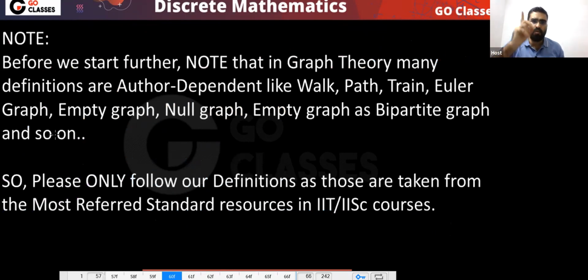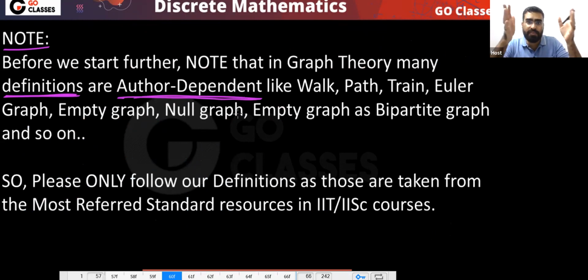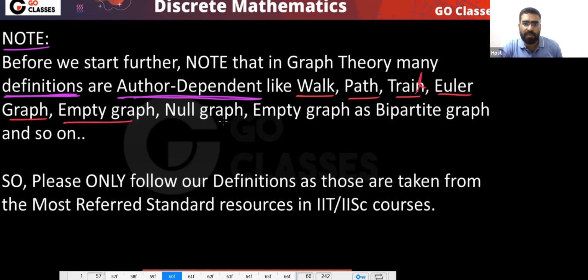Now, let me tell you one more thing before we start our chapter. In graph theory, many concepts and definitions are author dependent. For example, if you study 10 different books, you will find many different definitions for some term, for example walk, path, trail, like Euler graph, empty graph, null graph, bipartite graph. All these concepts are author dependent.